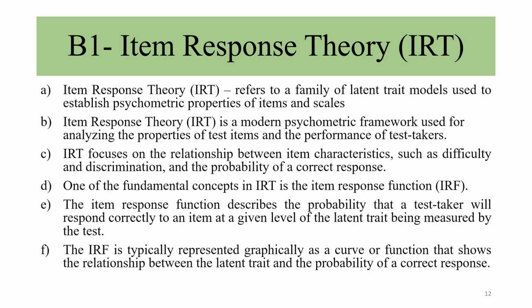Part C: IRT, item response theory, focuses on the relationship between item characteristics such as difficulty and discrimination and the probability of a correct response. So the correct response given by the respondents actually depends upon, number one, the ability level of the respondents. Number two, the difficulty and discrimination ability of the item.